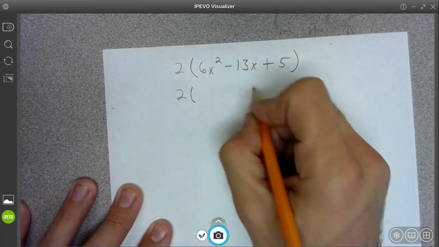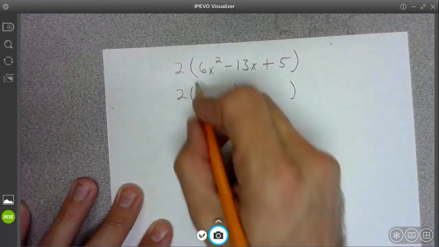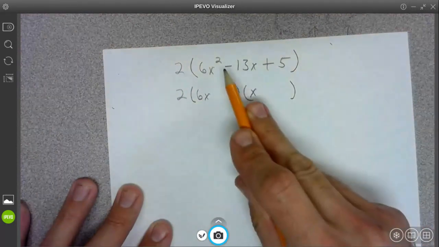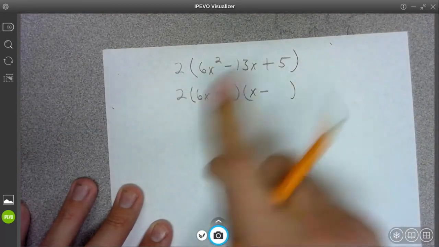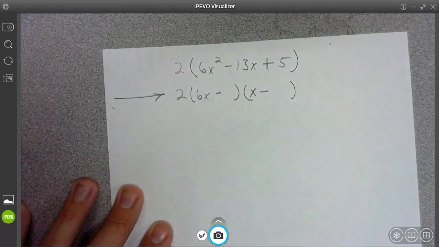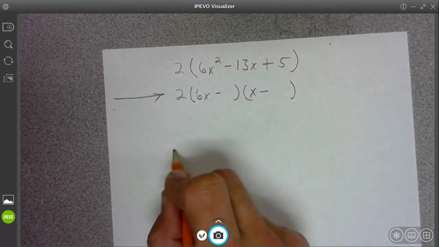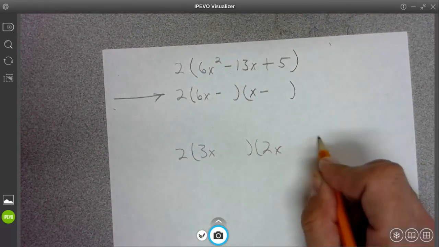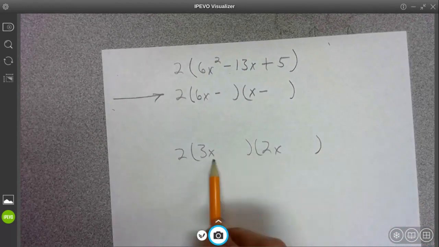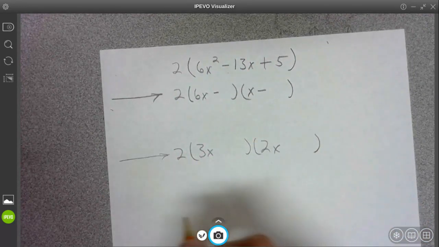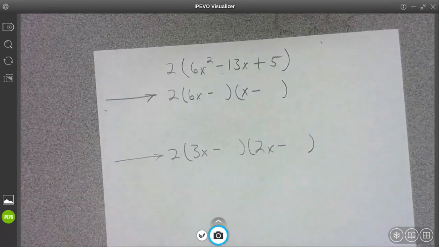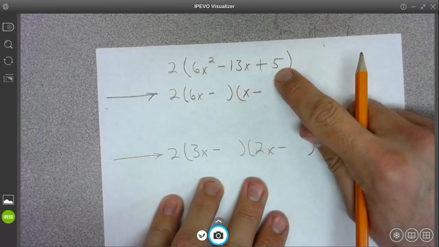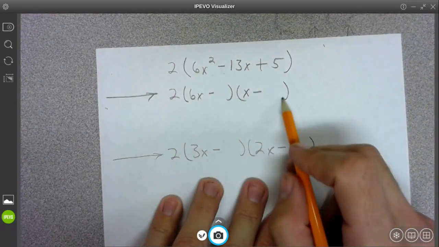So it could be a 6x and an x. Same signs, both negative. It could be this, or it could be a 3x and a 2x. Okay, it could be a 2x and 3x. That part doesn't matter too much right now. But again, they're both negatives. So these are our 2 options. But it's not so bad because it's a 5. These have to be a 1 and a 5 or a 5 and a 1.